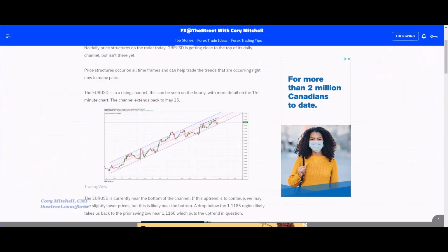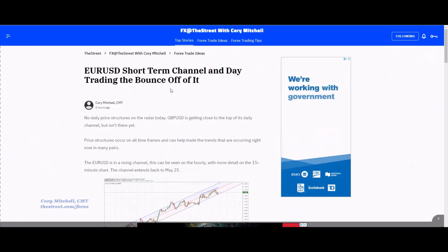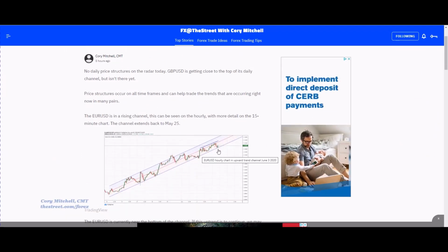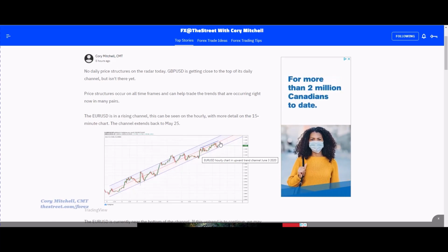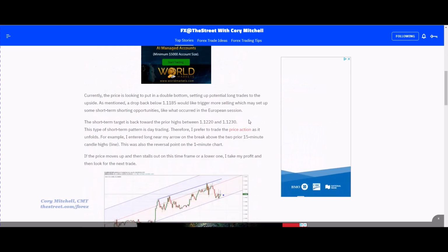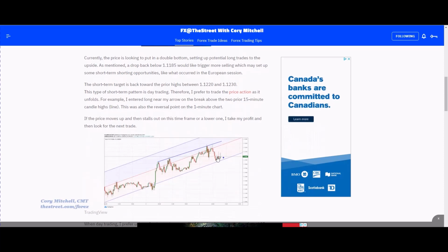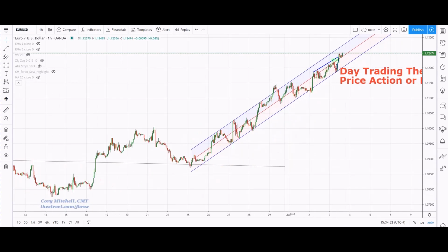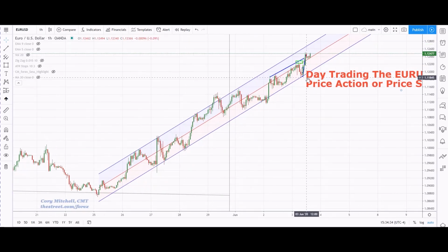This was related to an article I wrote today, Euro USD short-term bottom. We had this big ascending channel. We were right at the bottom of it, so I was saying, hey, maybe we're going to pop back up here. And then the 15-minute chart showed this bottoming price action there, so we were looking at going long. And that was a day trade, or at least for me, it was a day trade in this case.